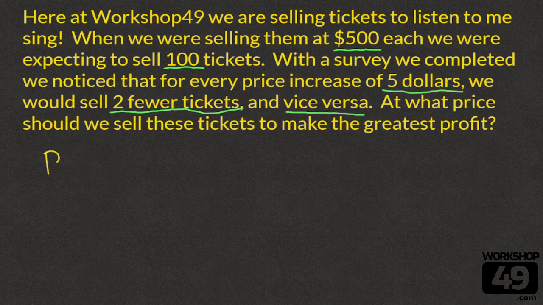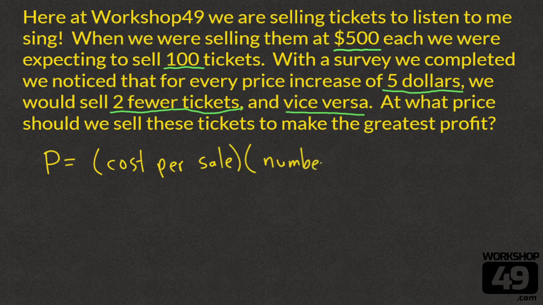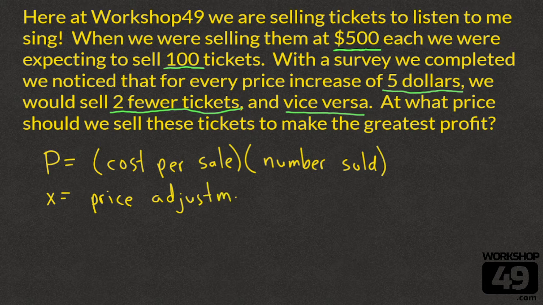Our profit, I'll write this out again, is going to equal the cost per sale multiplied by the number sold, with our X being equal to price adjustments. So our X is our price adjustments, not our final cost. Our X is going to be the number of times that we adjust our price. And every time we adjust our price, it goes up by $5 and down by 2 sales.